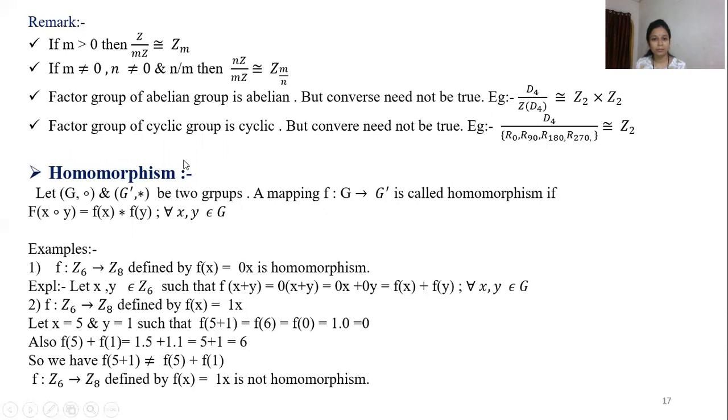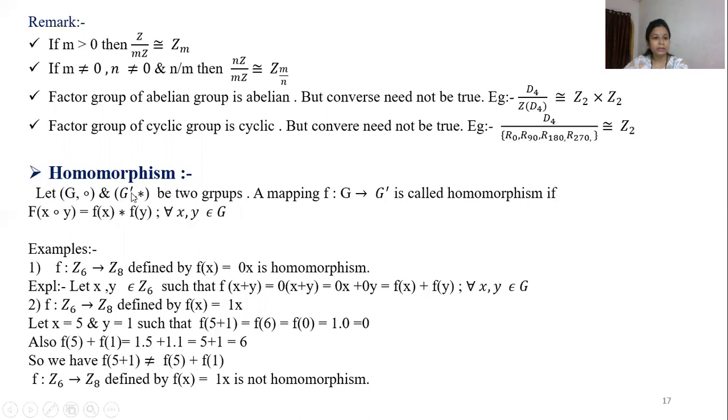Factor group of a cyclic group is cyclic, but the converse need not be true. For example, D4. It means whenever my quotient group is cyclic, it need not imply the group must be cyclic. For example, D4 upon the subgroup generated by R0, R90, R180, R270. Its order is 4, no? D4 has order 8, divided by 4, so 8 divided by 4 is 2, and it is isomorphic to Z2.